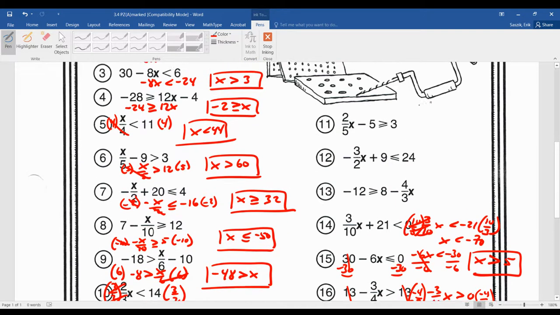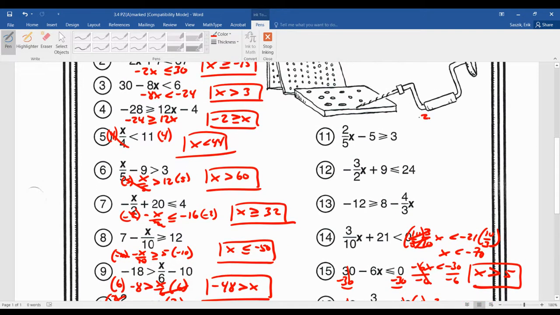So let me move the 5 over. 2/5 x, I would have to add 5, so I would get 8. Multiply by 5/2, the reciprocal. And I would get x is 8 over 2 is 4. 4 times 5 is 20. X is greater than or equal to 20.